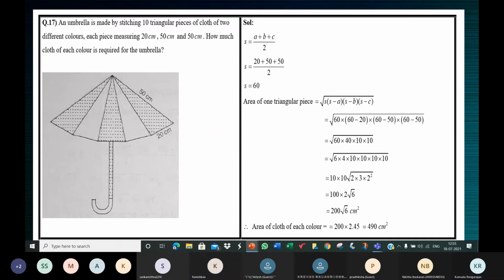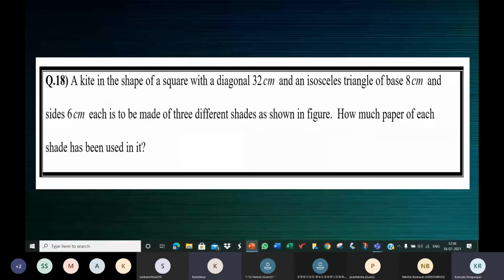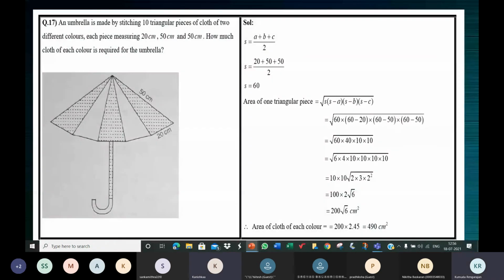Ma'am. Yes. Should we use the root 6 value, ma'am? You may leave it at 200 root 6. Okay, ma'am.